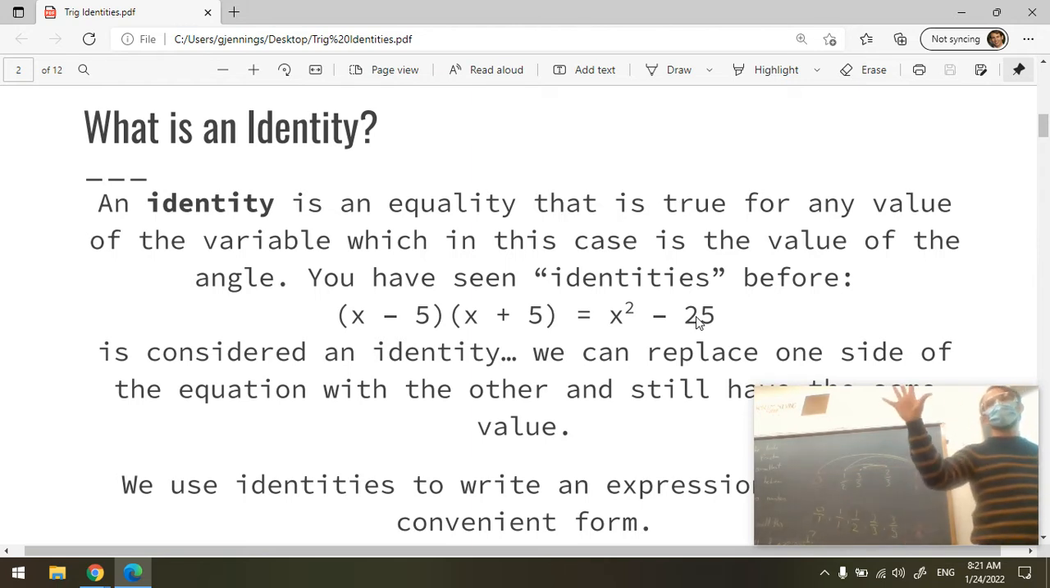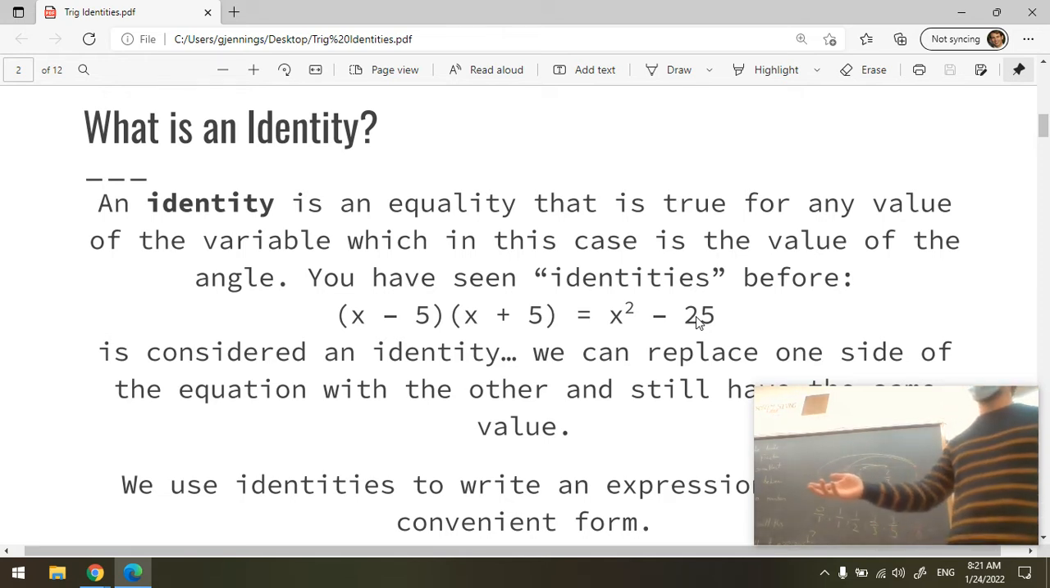Let's try 5. 5 minus 5 is 0. 0 times anything is 0. And I have over here 5 squared is 25. 25 minus 25 is 0. So they're the same. Right?